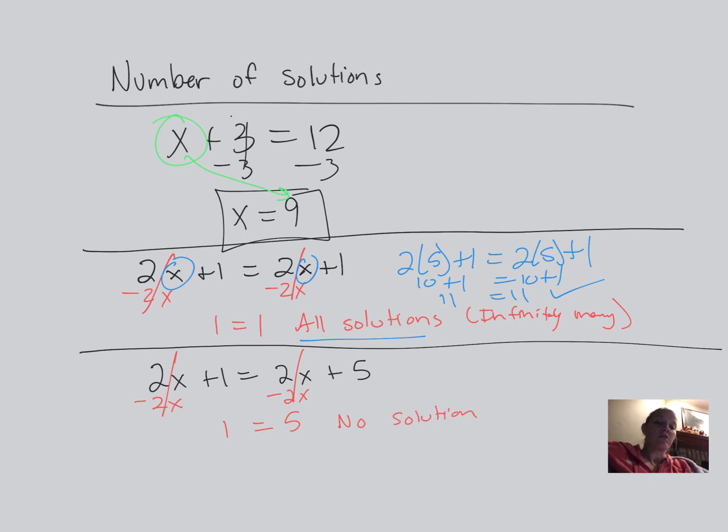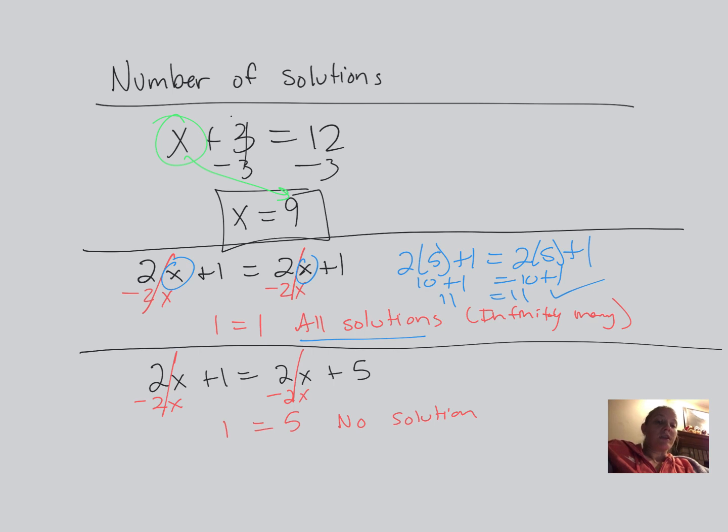And we can reason through this too. 2x plus 1: if I multiply something by 2 and then add 1, and I multiply that same thing by 2 and then add 5, of course I'm not going to get the same answer. So this means that no matter what number I plug in for x, it's never going to work. There's nothing that's ever going to work.